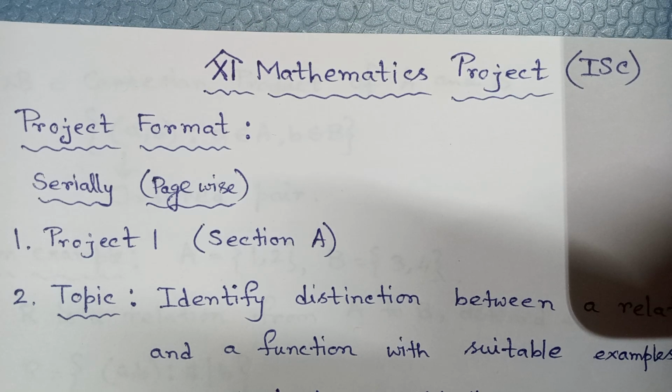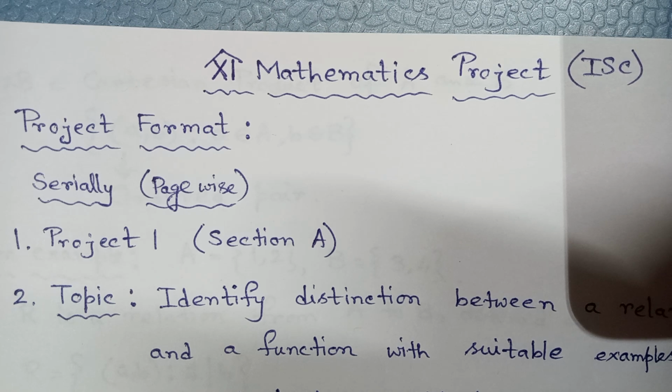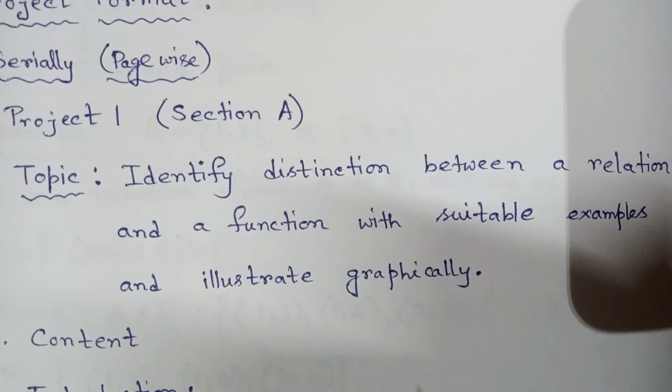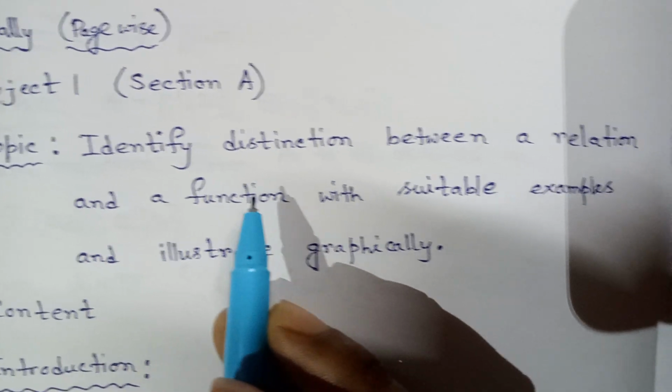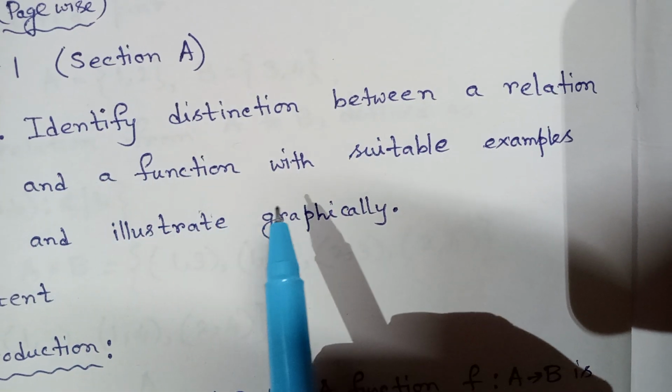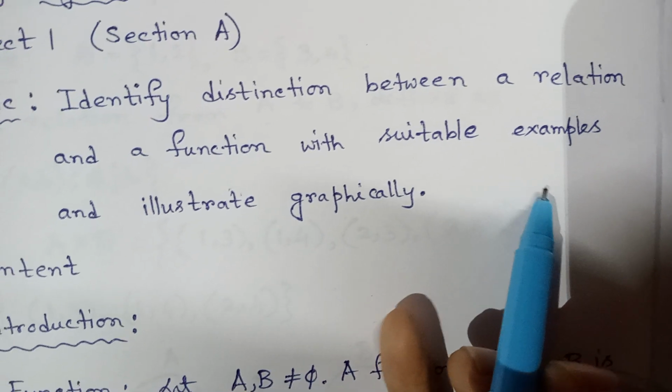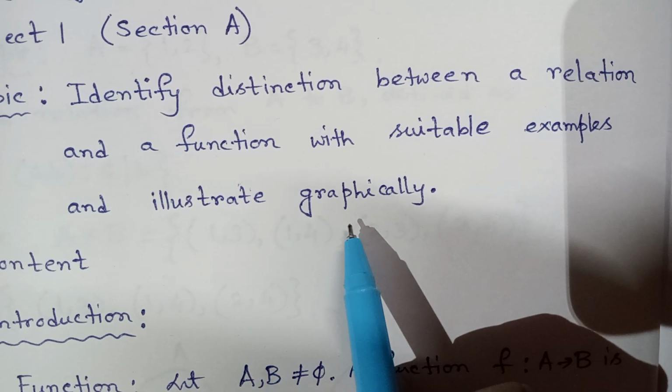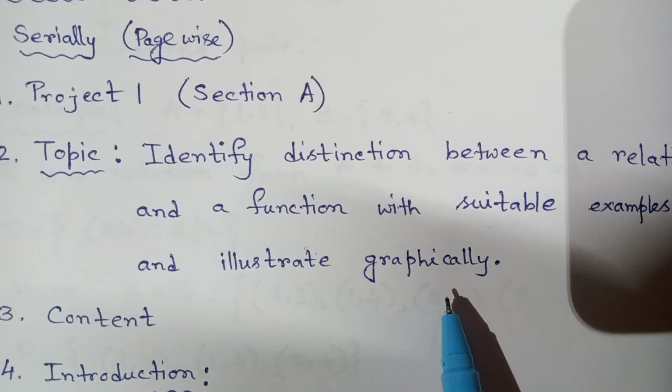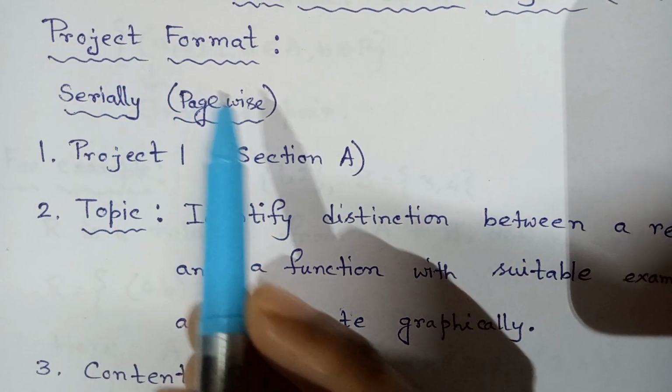Today we discuss about class 11 mathematics ISC project work. We know that in total we have to do two project works, one from section A, and another one from either section B or section C. Today we discuss about section A project work and the topic is: identify the distinction between a relation and a function with suitable examples and illustrate graphically. So for this, first we discuss about the project format.